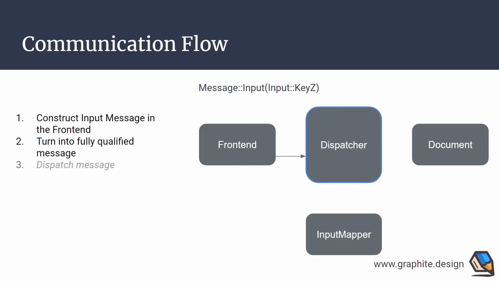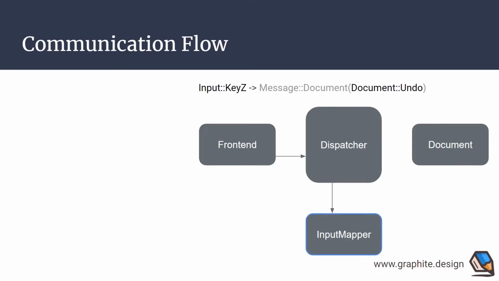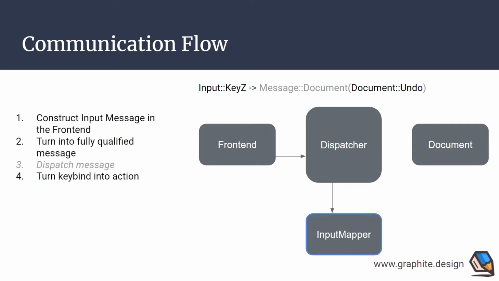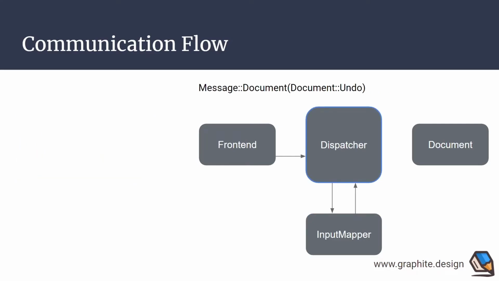I think you have to click through some of those animations. The dispatcher dispatches the message to the input mapper. The input mapper takes the input, in this case the Z key, and converts it into the appropriate action. We have fully customizable user key bindings, but the default will be undo. So we create an undo message, and that message is then handed off back to the dispatcher.